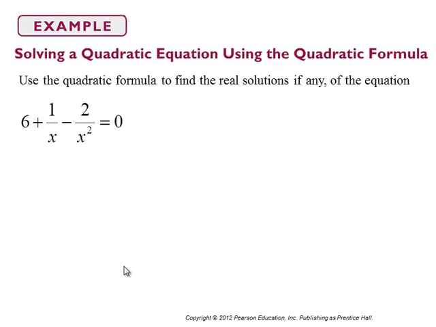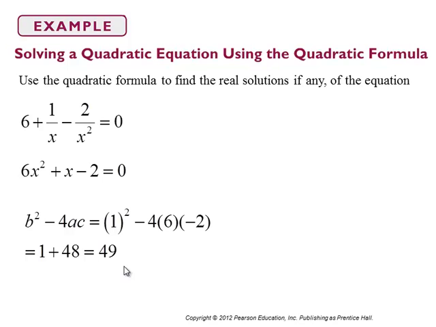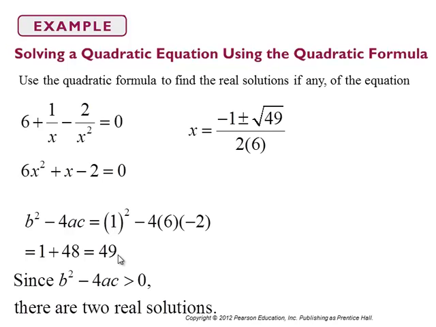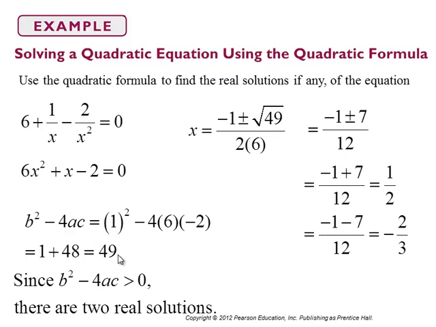Okay? Here's another example. You could multiply both sides of this equation by x squared, which gives you this equation, and identify the discriminant as a positive number, which means that you have two real solutions. Go ahead and use your quadratic formula to identify those two distinct real values, taking the plus and the minus. So there's your two solutions there, 1/2 and negative 2/3.